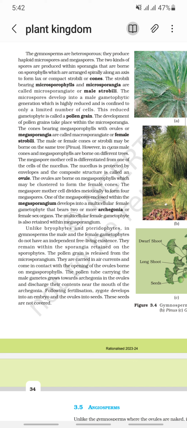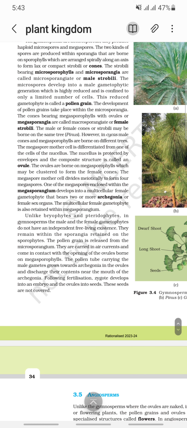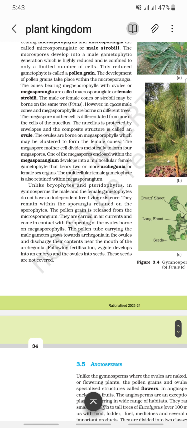The strobili bearing microsporophylls and microsporangia are called microsporangiate or male strobili. The microspores develop into a male gametophyte generation which is highly reduced and is confined to only a limited number of cells. This reduced gametophyte is called a pollen grain. The development of pollen grains takes place within the microsporangia.